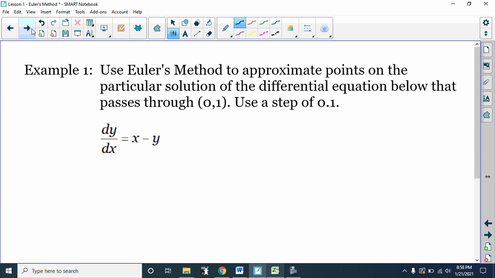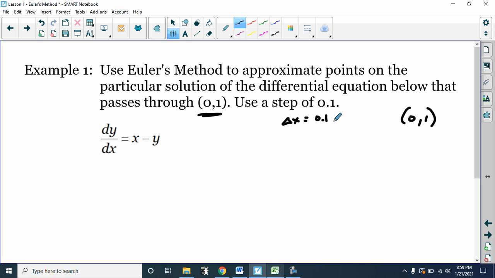All right, so let's take a look at what some problems will look like. Example 1 here asks us to use Euler's method to approximate points on the particular solution of the differential equation below that passes through the point (0, 1). And it tells us to use a step of 0.1. It's telling us to make delta x 0.1. So this is my initial point. (0, 1) is one of the points on my curve. We are going to go up by 0.1.